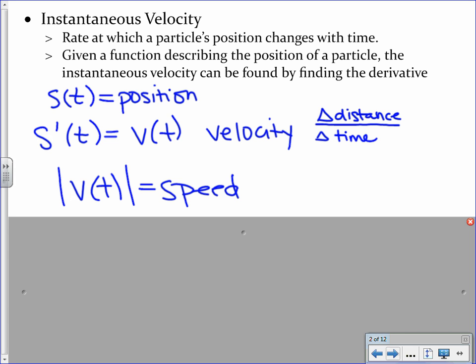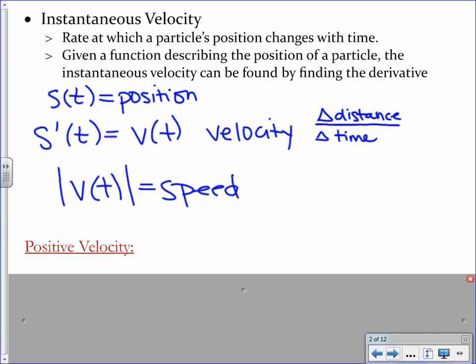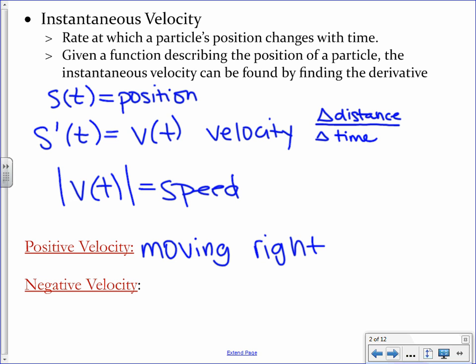Now we are going to be talking about a particle moving right and left, back and forth. What is it going to mean when we have positive velocity? The object is moving right, because we are increasing our position. Negative velocity would mean we are moving left, because we are decreasing our position.